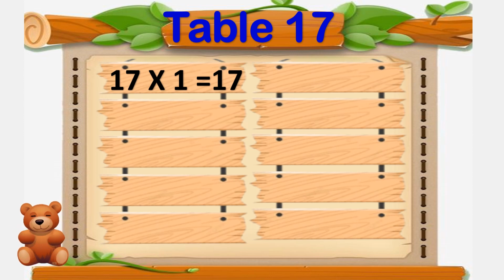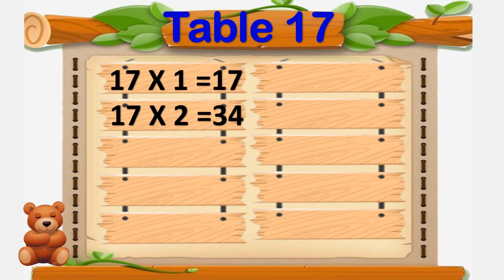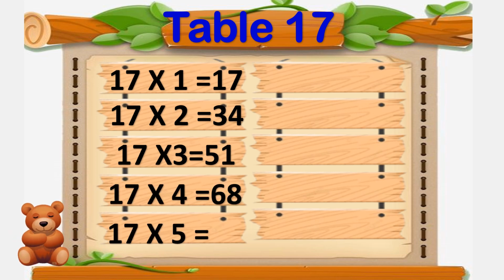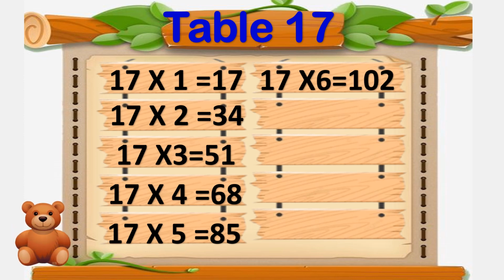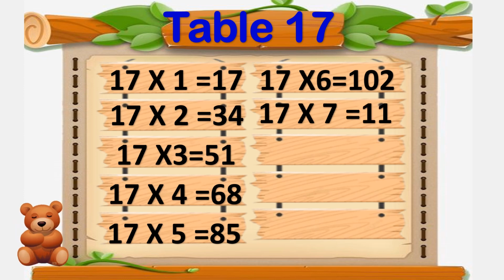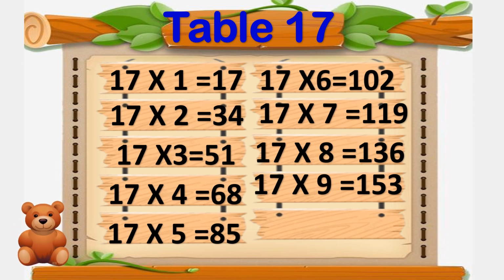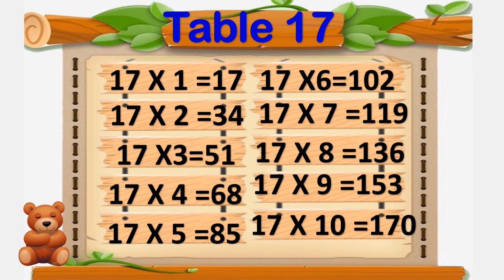Table of 17. 17 ones are 17. 17 twos are 34. 17 threes are 51. 17 fours are 68. 17 sixes are 102. 17 sevens are 119. 17 eights are 136. 17 nines are 153. 17 tens are 170.